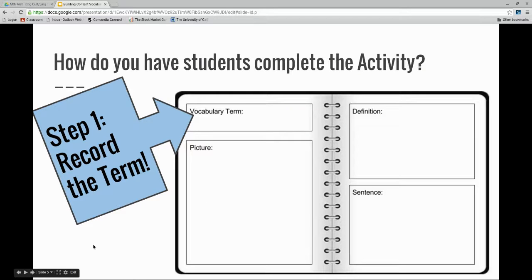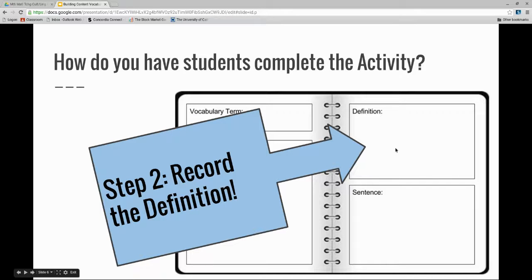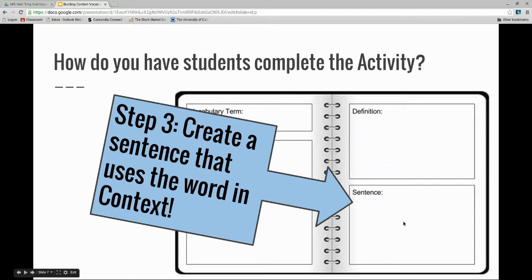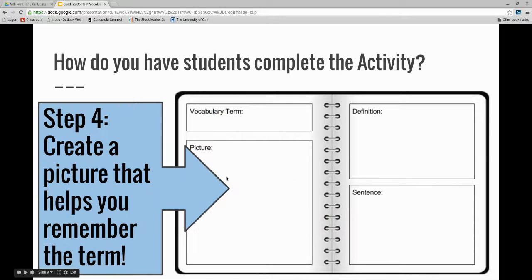So what you will have students do is the first step is to record the term in the box right there. Then record the definition. Then have students create a sentence that uses the word in context. Step 4, you're going to create a picture that helps you remember the term.